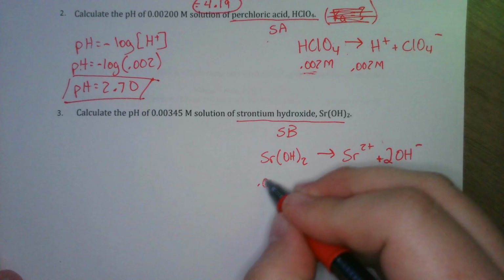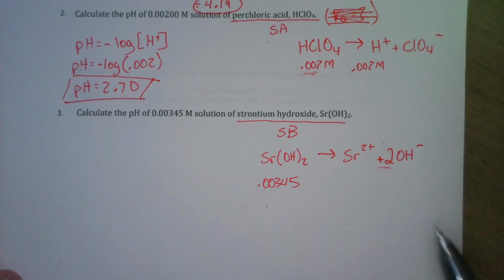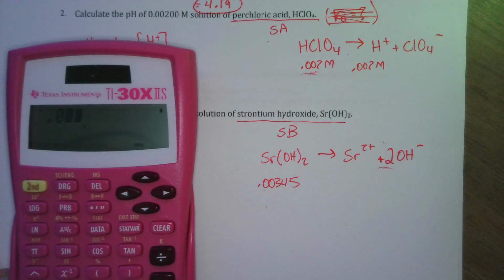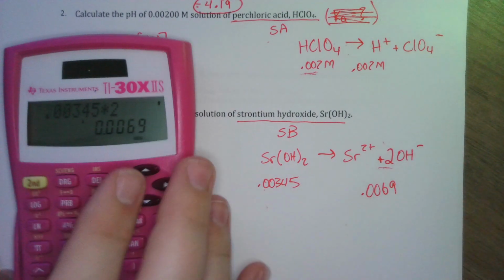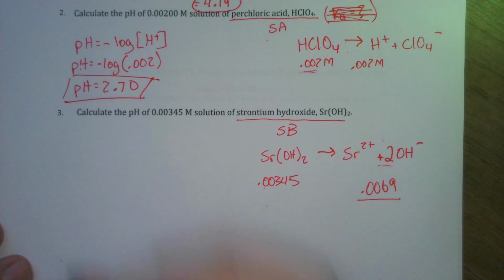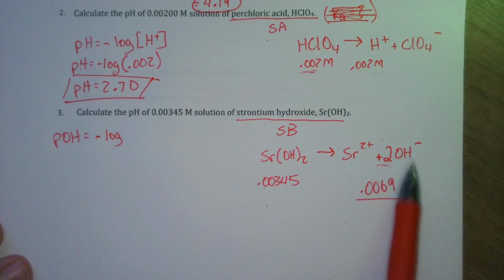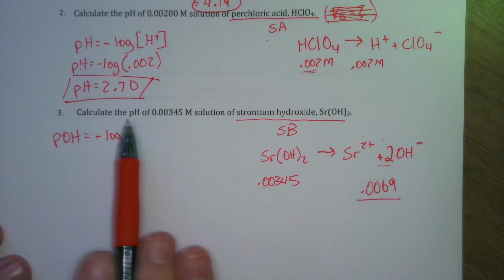All right, so I have 0.00345 of this, but my OH has a 2 in front, so I actually make twice as much of that. So I'm going to take my number, 0.00345 times 2, and I get 0.0069 OH minus. That's my hydroxide concentration, which I cannot plug into the pH formula. I can plug into the pOH formula. That's a very common mistake that I notice: make sure if you have OH, you use the pOH formula. A lot of people will skip that step and try to use the pH formula.